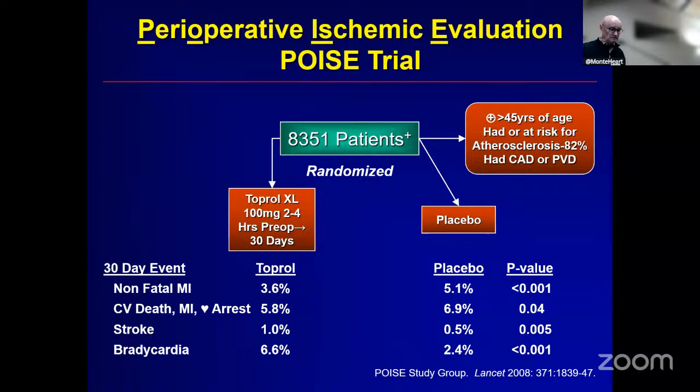Which led us to POISE. This is the PJ Devereaux study. Looking at the Mangano data, they said, you know what? We need to treat these patients aggressively. 8,000 patients were randomized to beta blockers before non-cardiac surgery, placebo or beta blocker. Now this group said, you know what? If they need a low heart rate going into surgery, let's give them a low heart rate. Toprol 100 milligrams before surgery.